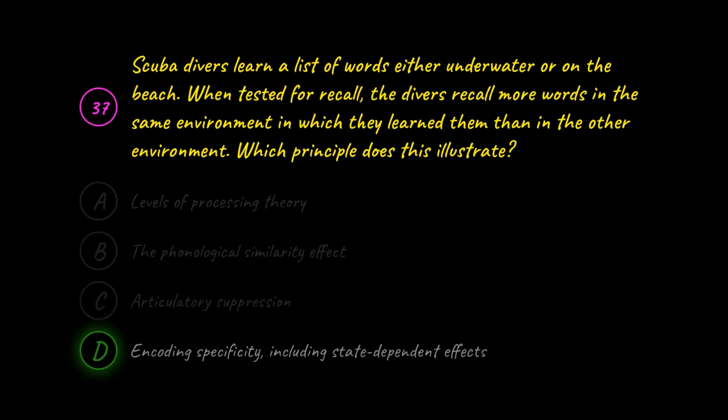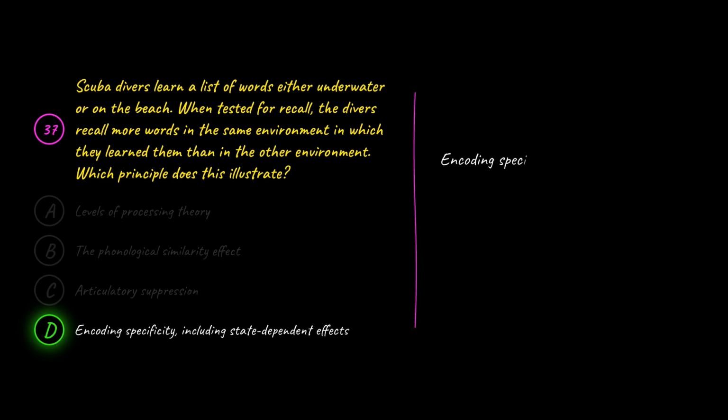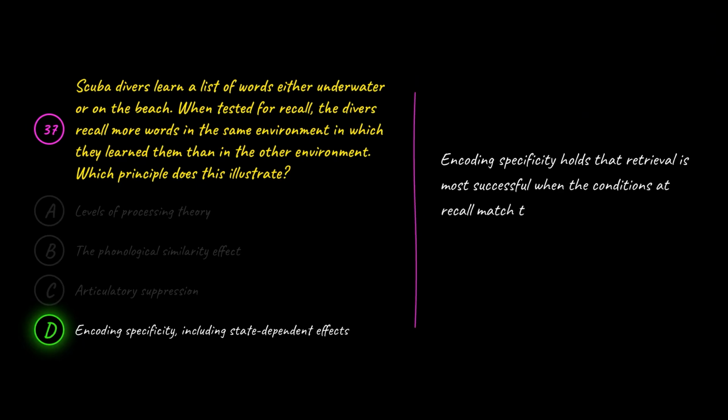The correct answer is D. Encoding specificity including state-dependent effects. D is correct because encoding specificity holds that retrieval is most successful when the conditions at recall match the conditions at encoding, including external context and internal state.